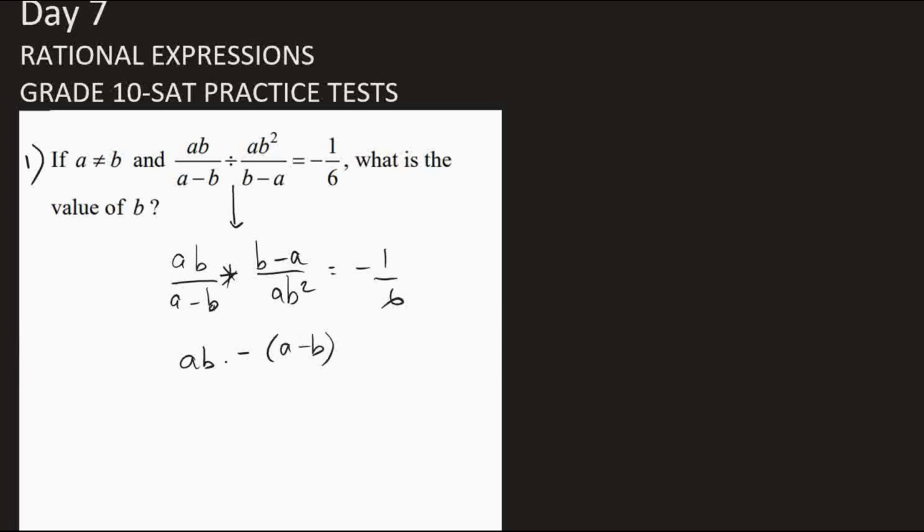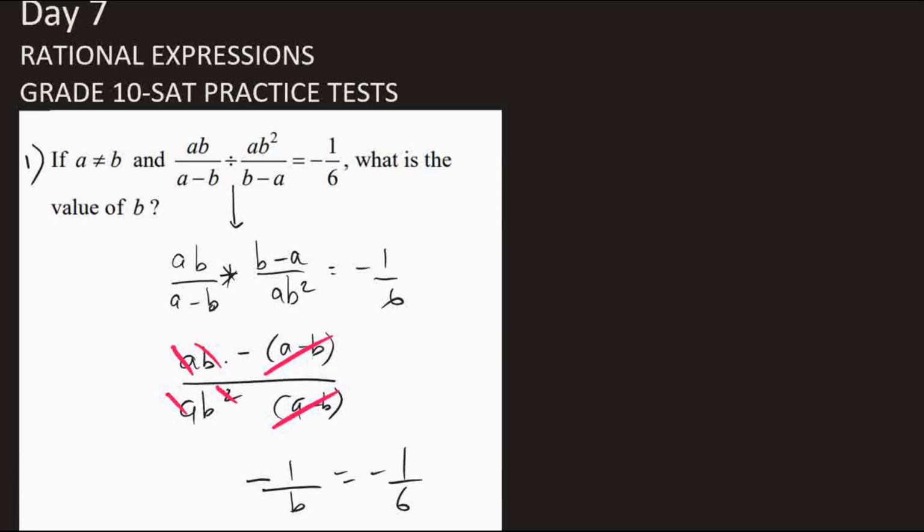Over, in here I write A minus B and AB squared. Now we just cancel out A and A. B and B squared only become B. So A minus B and A minus B cancel. So now what we have is minus, nothing is up there, so 1 over B. Then it equals minus 1 over 6. Now it means B equals 6.